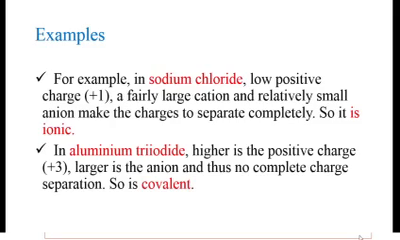The second example is aluminium triiodide. What is the valency of aluminium? It is 3, so it has a higher positive charge. If it is higher in positive charge, it automatically forms a covalent bond. If it is a low positive charge, it forms an ionic bond. If it is a higher positive charge, it forms a covalent bond.